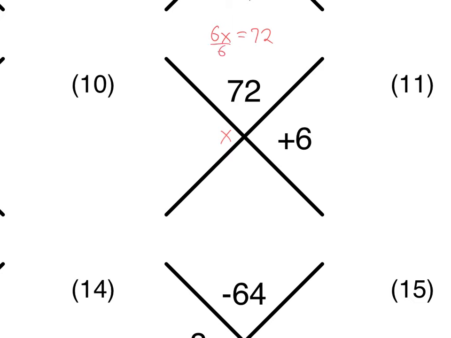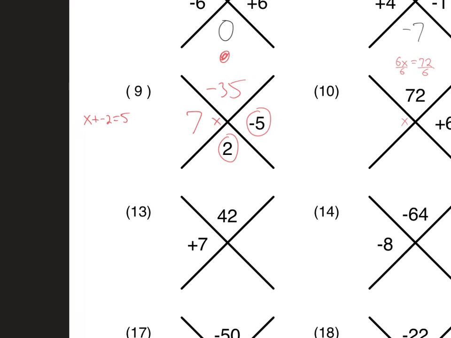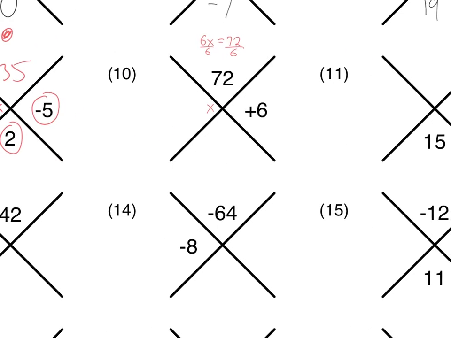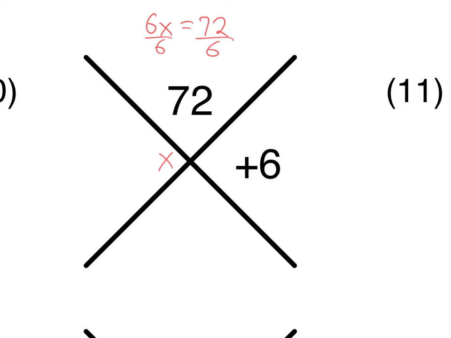We can divide by 6 if we would like. Over here, we could have done x minus 2 equals 5. We could have added 2 to both sides, and that would have been a way to solve it. So that's another way you could have done this. But yeah, 72 divided by 6 is going to be 12.